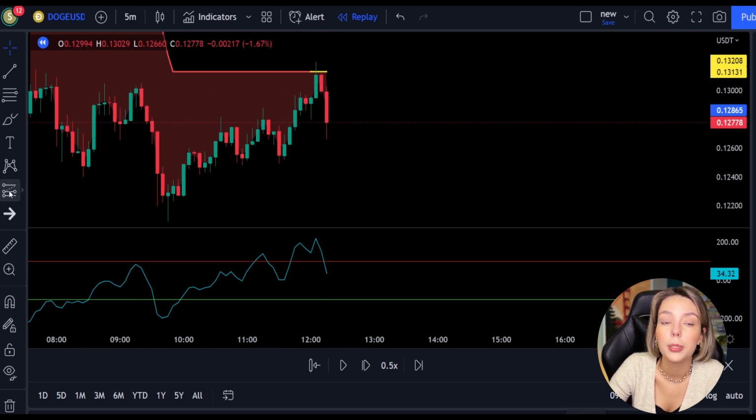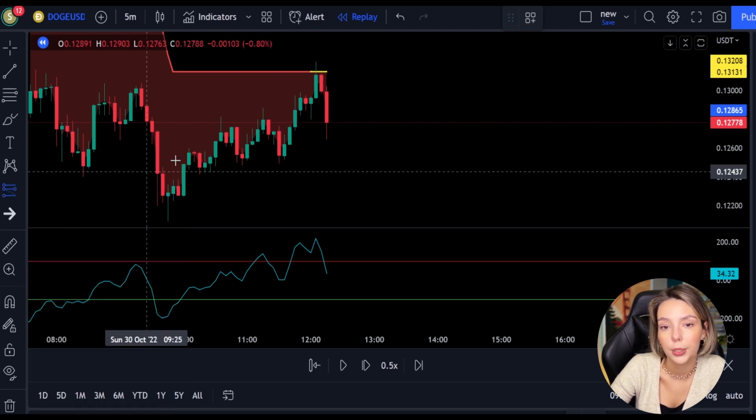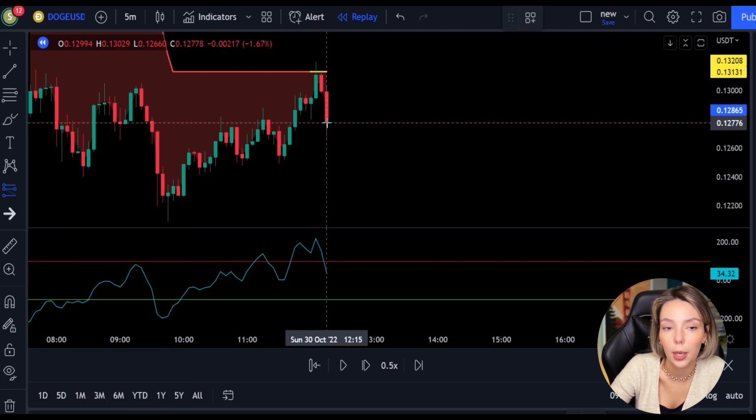The stop loss will be set slightly above the super trend, and the take profit target is at 1.5 times the risk.